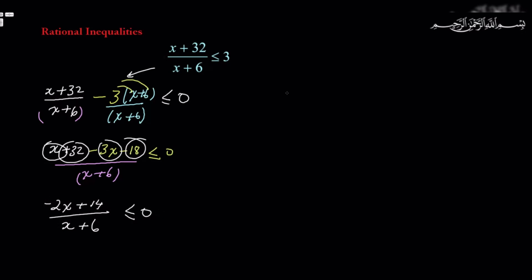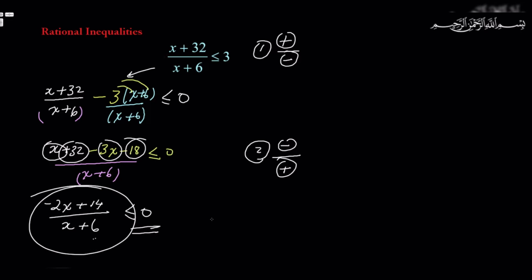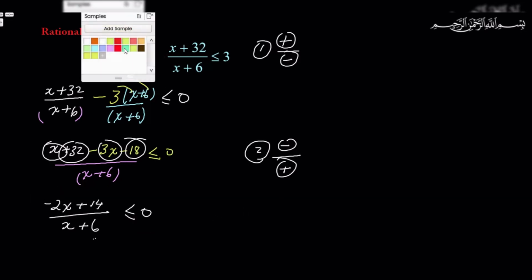Now I can see this can happen in two particular scenarios. This expression will be less than 0, that is negative, in two scenarios. Now, again, the numerator could be positive and the denominator could be negative. And the second scenario would be the numerator is negative and the denominator is positive. Both of these scenarios will make the whole expression less than or equal to 0. So I'm going to set these two up.